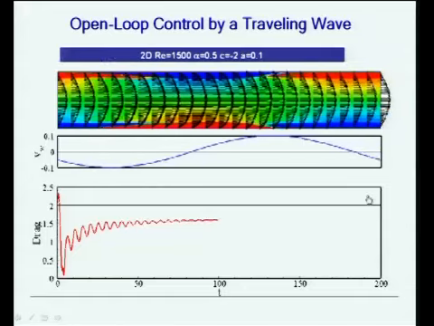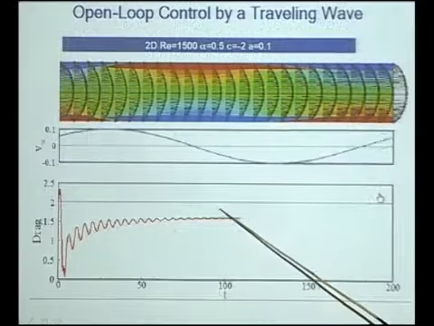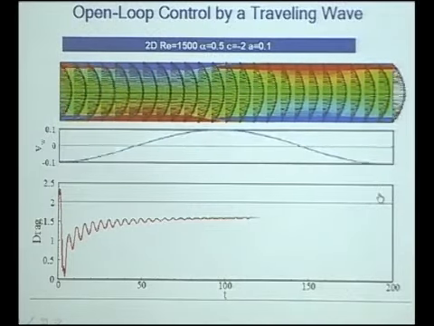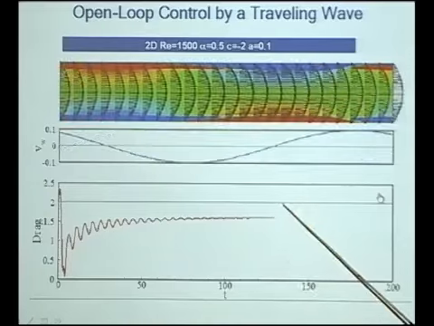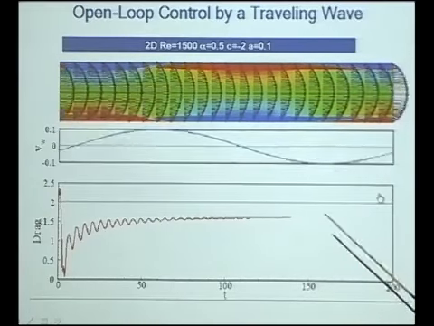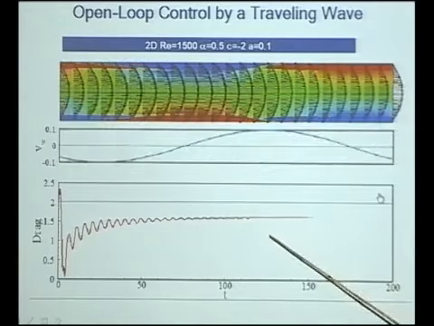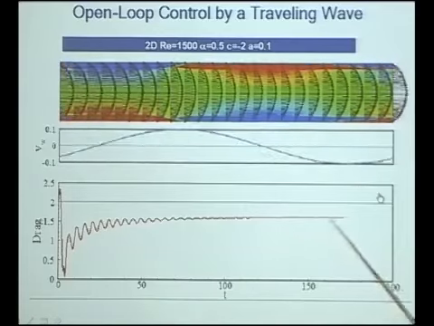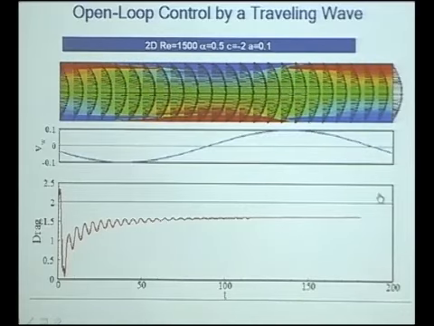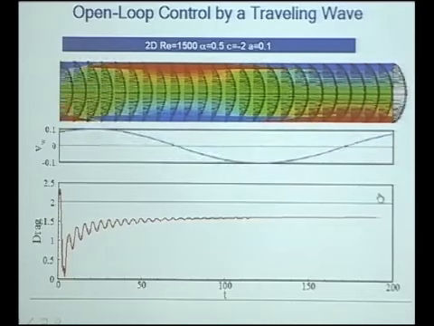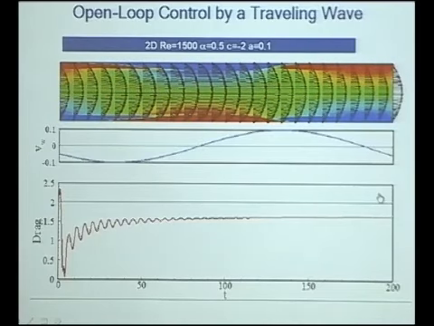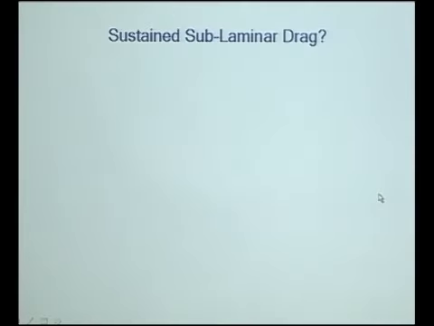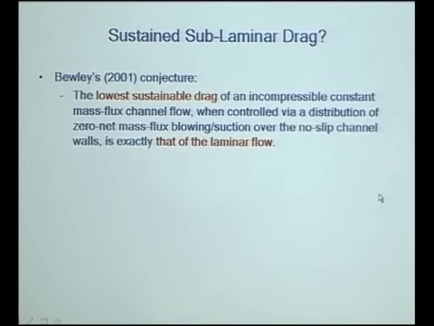In this particular case, when you have a traveling wave upstream, this is a two-dimensional simulation. I'm going to show the turbulence simulation later on. We do get drag below that of the laminar value. In this normalization, the laminar value is 2, and this is certainly below 2. And not only that, it's not just a transient, it's sustained. This was quite a surprising result.